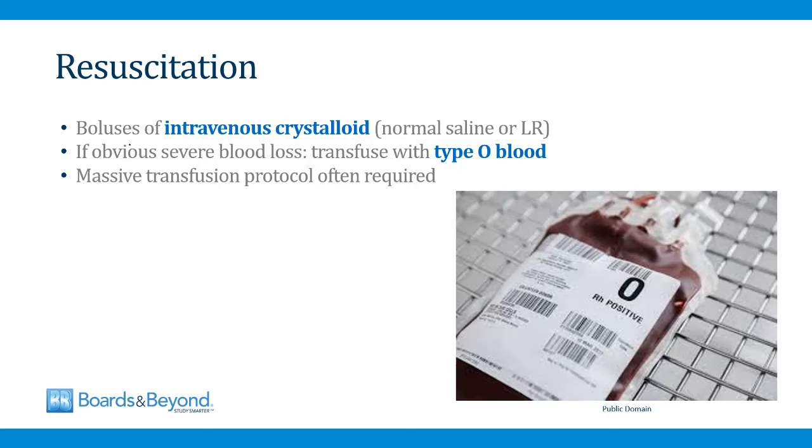When patients who have had major trauma develop shock, you need to resuscitate them. This always begins with boluses of intravenous crystalloid, either normal saline or lactated ringers. If there is obvious severe blood loss, you can transfuse type O blood, and many patients require a massive transfusion protocol, so let's talk about what that means now.